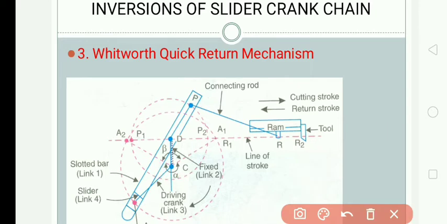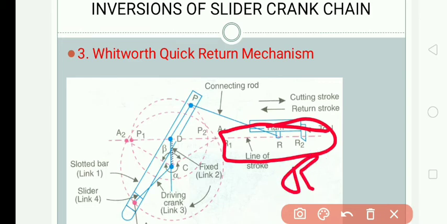Now, similar to the previous case, to the end of this lever, that is point P, we attach the ram. The extreme positions of the ram are R1 and R2. When point P is at location P1, the ram will be at location R1. Similarly, when point P is at location P2, the ram will be at location R2. So depending upon the movement of point P, the ram will oscillate along the straight line R1, R2.